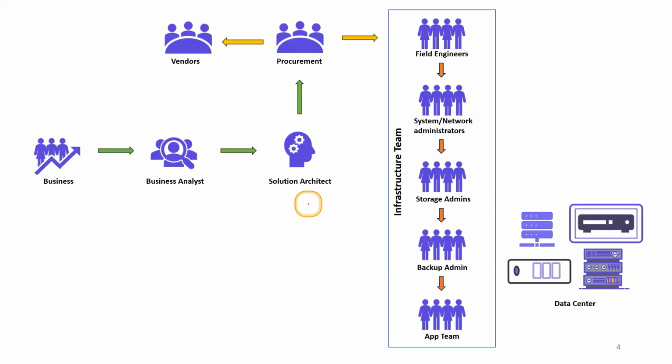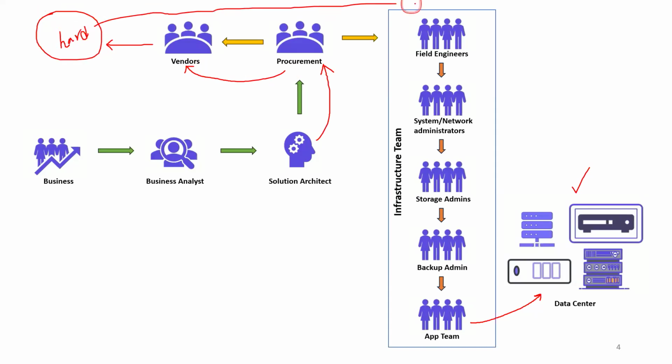If that entire infrastructure is already available in the data center, the application team directly goes and deploys it on top of that infrastructure. But most of the times that infrastructure may not be available directly in the data center, so that's where the procurement team connects with the vendors team, who will go and purchase the hardware, and then it will be delivered to the data center. Once it is delivered at the data center, the field engineers will come into the picture.